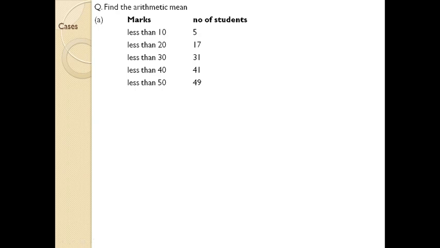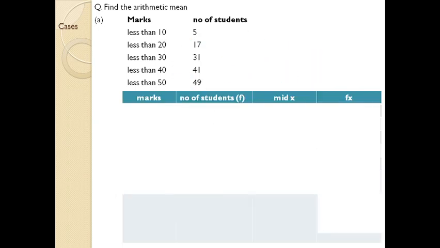So first of all you need to find the class. So let us transfer these details to a table. First of all marks, it can be written as 0 to 10, 10 to 20, 20 to 30, 30 to 40 and finally 40 to 50. And now number of students. For this you have to be very cautious. Here the number of students is given and don't take these numbers directly.